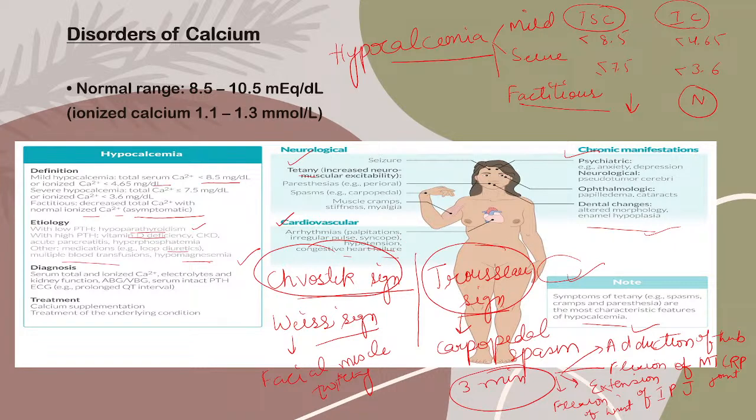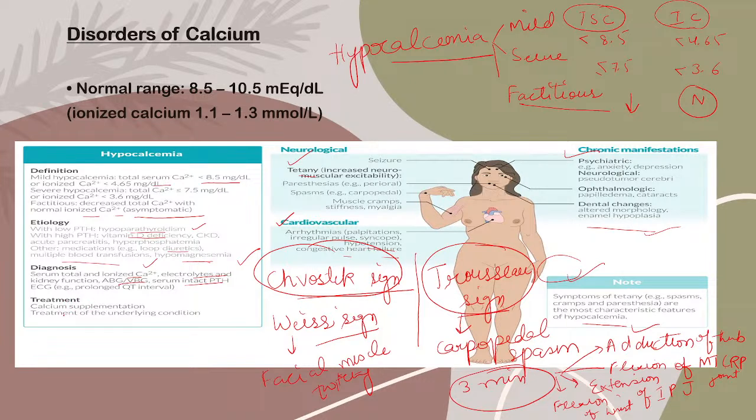Next, if we talk about diagnosis, serum total and ionized calcium would be evaluated. Then electrolytes and kidney function tests would be seen. Sometimes ABG and VBG is done to evaluate the calcium concentration. Then serum intact PTH.